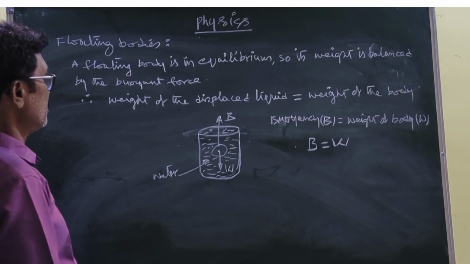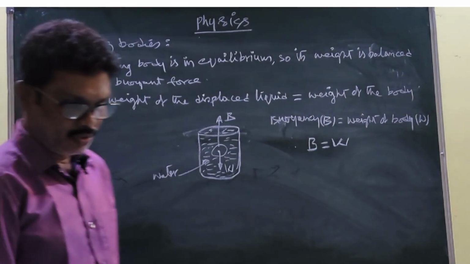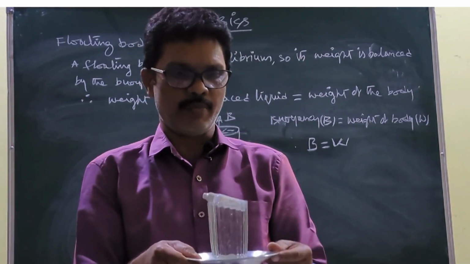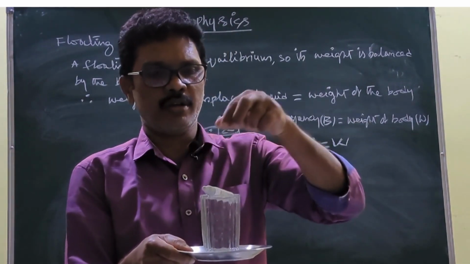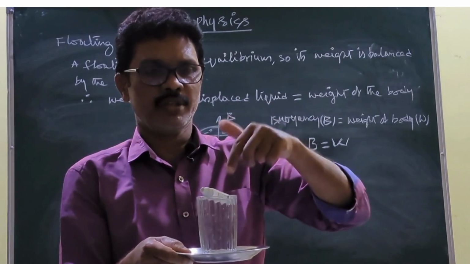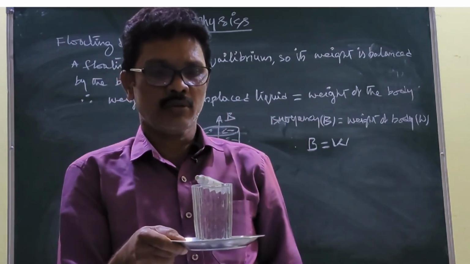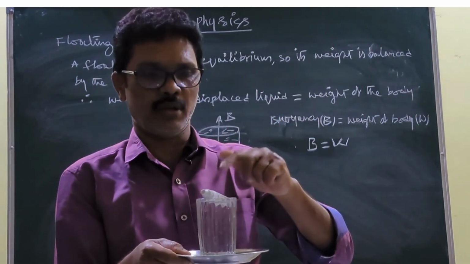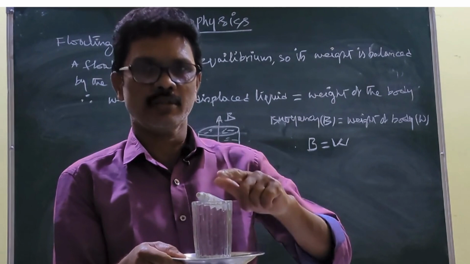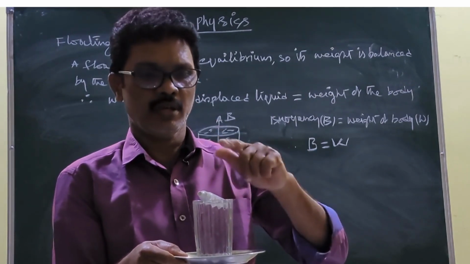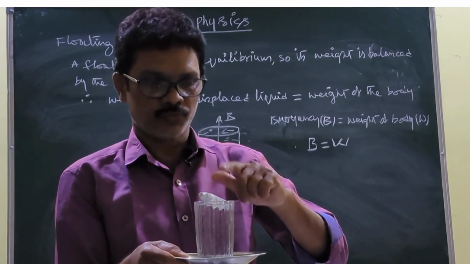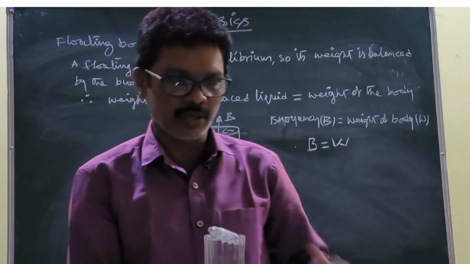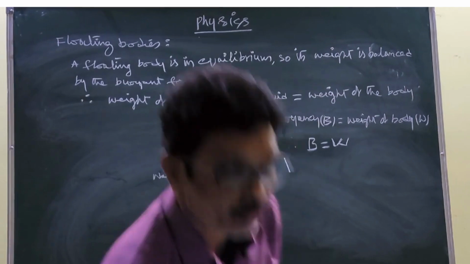So the floating bodies is nothing but, you see here what is happening. The small one is not immersed in this water glass, without any support, but it is not floating, it is suspended on the top surface. Why is it suspended without being immersed in this water? We can understand that from this concept.